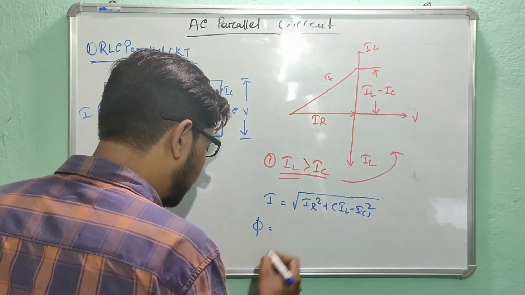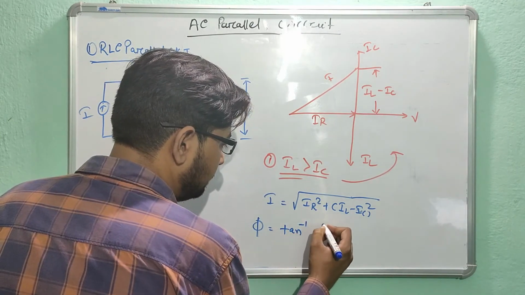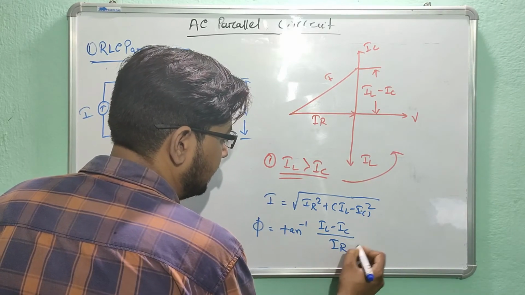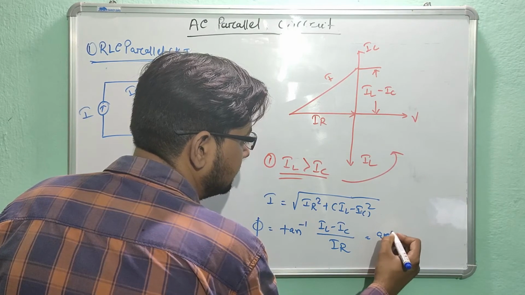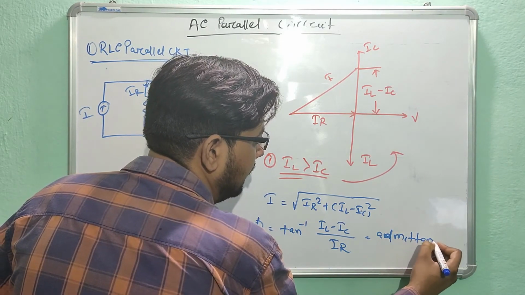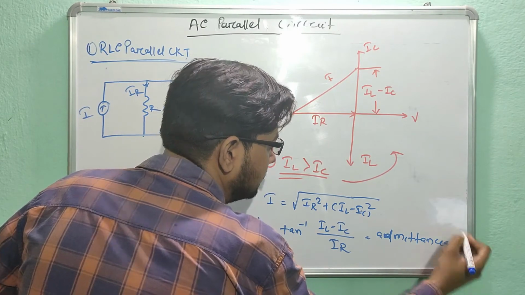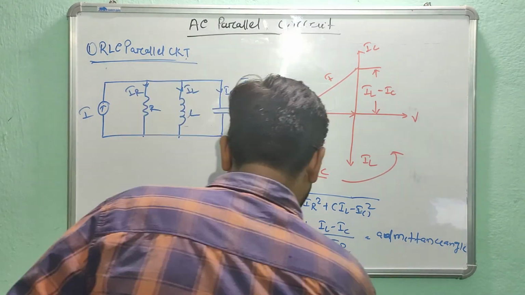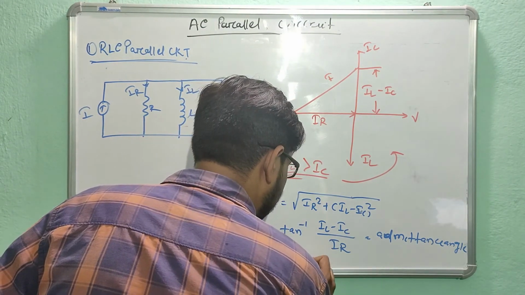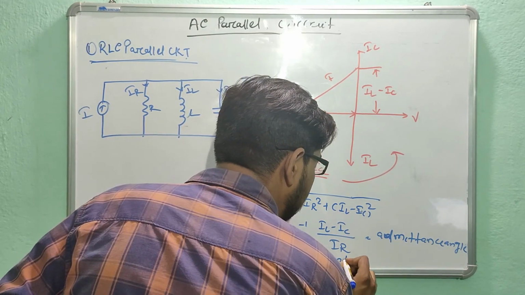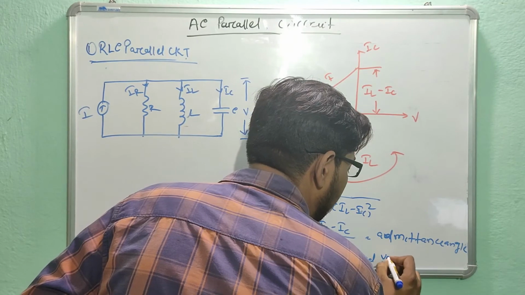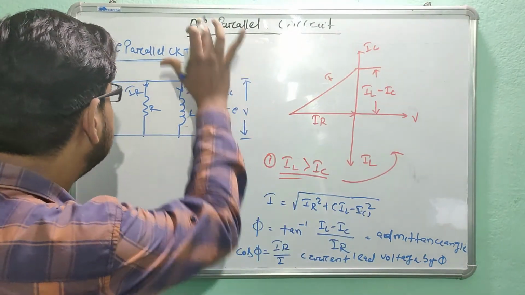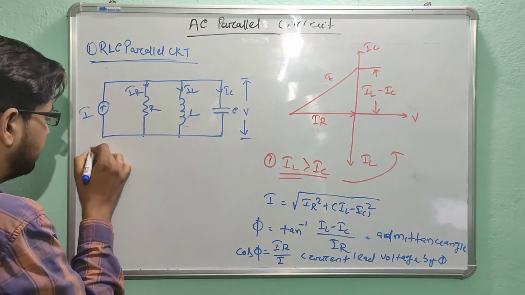And what is my phi value? That is equal to the admittance angle, tan inverse of IL minus IC divided by IR. This is your admittance angle, and what is my cos phi? That is your power factor. Cos phi is equal to IR by I, that is current leads voltage by phi.